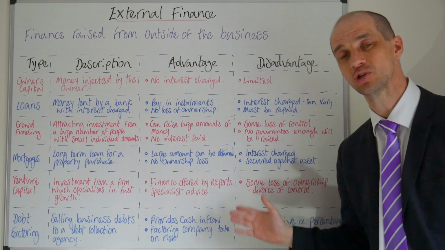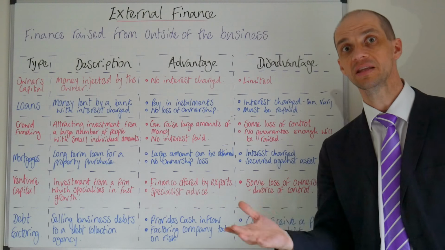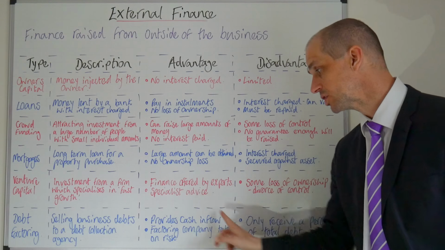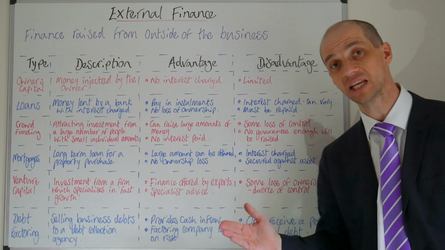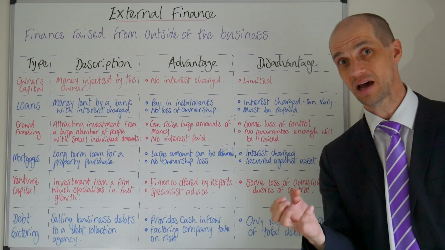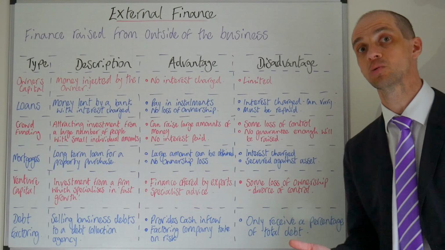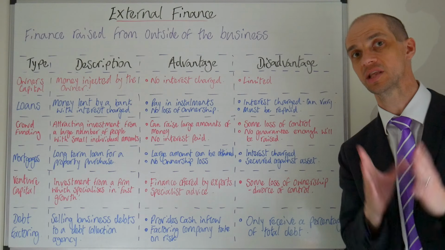So that can make sure that a bad debt is turned into a better debt, and that you actually get some cash flow in from that. So it provides that cash inflow. The factoring company takes on the risk of actually collecting that £100 back, and so you see that you only actually receive a percentage of the overall debt. Okay, so that's the downside.